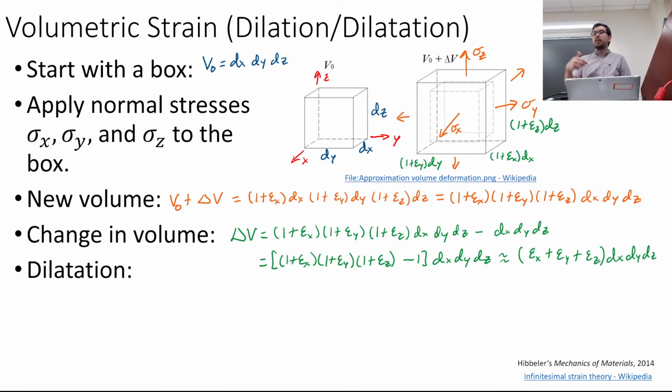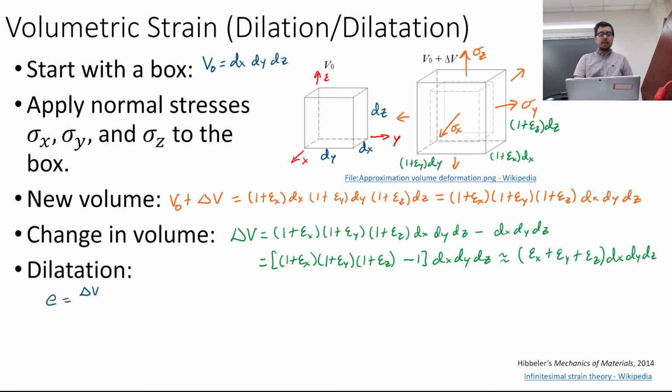And even if you have an epsilon x times an epsilon y, that's going to be much smaller than, say, just an epsilon x. So what you end up getting, if you do it out, is this approximation where epsilon x, epsilon y, epsilon z dominate and they add to each other, and you multiply it times the original volume.